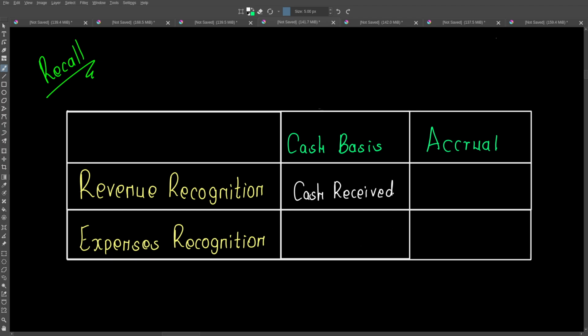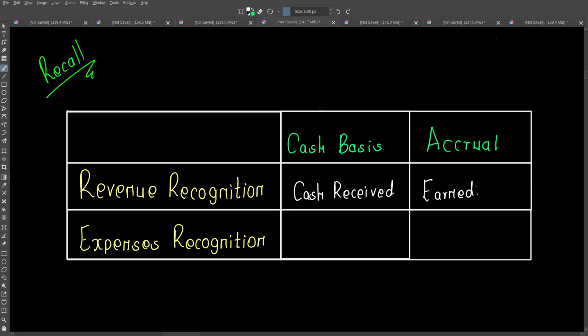But for accrual, when do we recognize revenue? In accrual accounting, we recognize revenue when it has been earned. What do we mean by earned? If it is goods, we have delivered them to the customer. It means we've done our part, so we have earned that revenue, and we recognize revenue at that point.